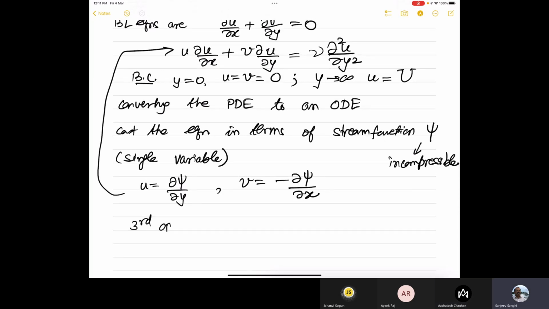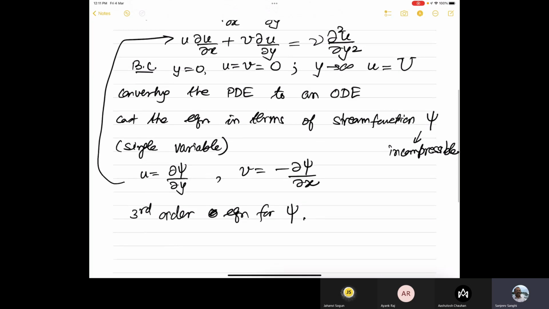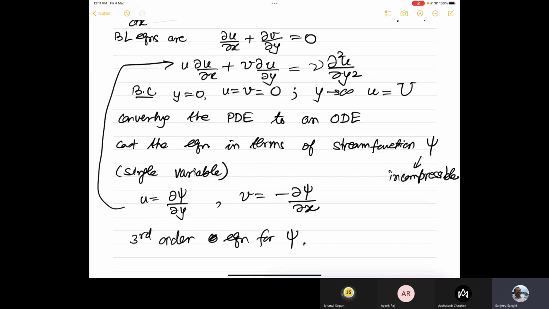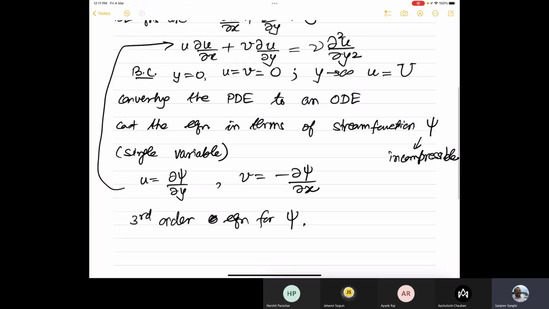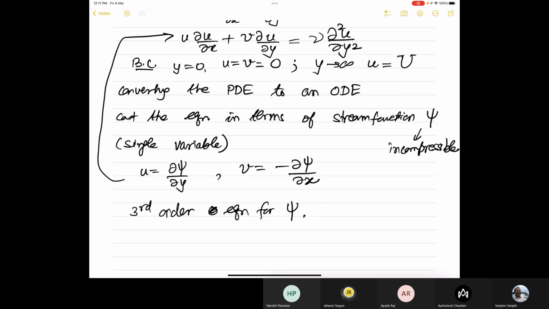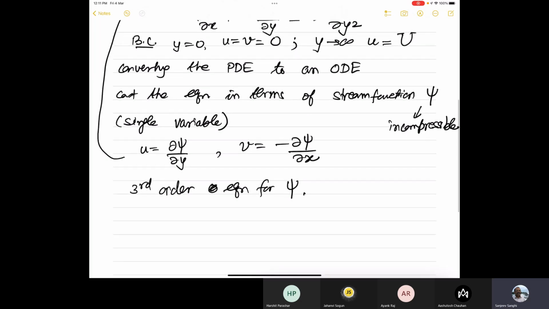So we will get a third order equation for psi. Basically u and v will not appear. The continuity equation is automatically satisfied by the definition of psi, and from the second equation we get a third order equation in psi. Now let us look at this term, nu d2u by dy2.